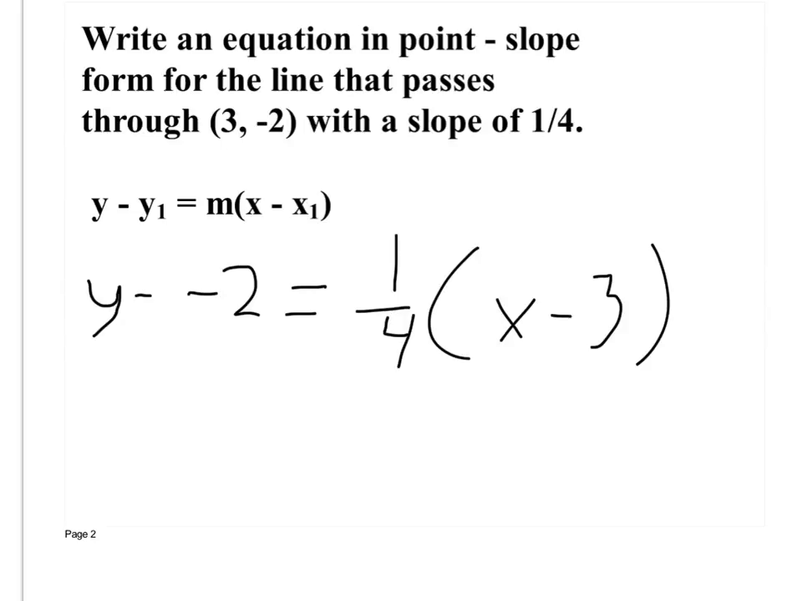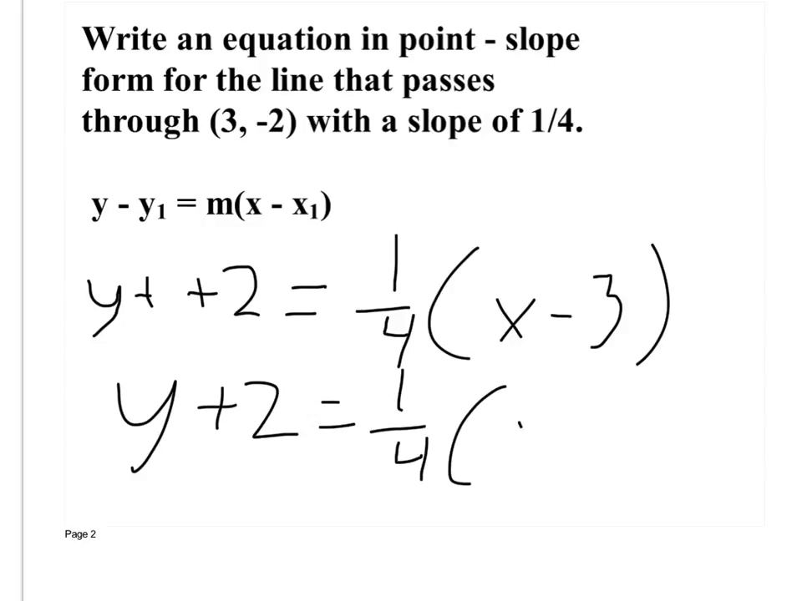Okay, and then we work out every possible operation. So this becomes y plus 2, and I just leave this 1/4 times (x minus 3), and there's my answer. Okay. If I need to graph it, I go to (3, -2) on a graph, and I go up 1/4.